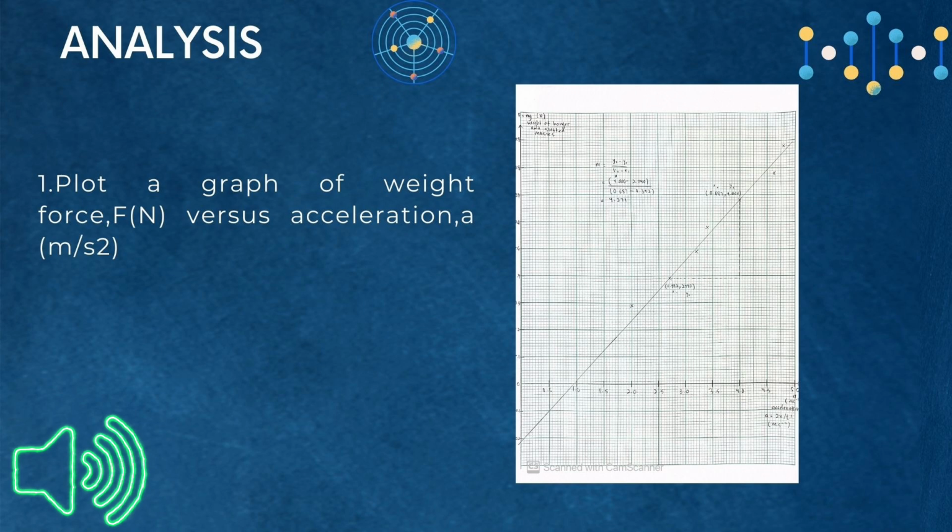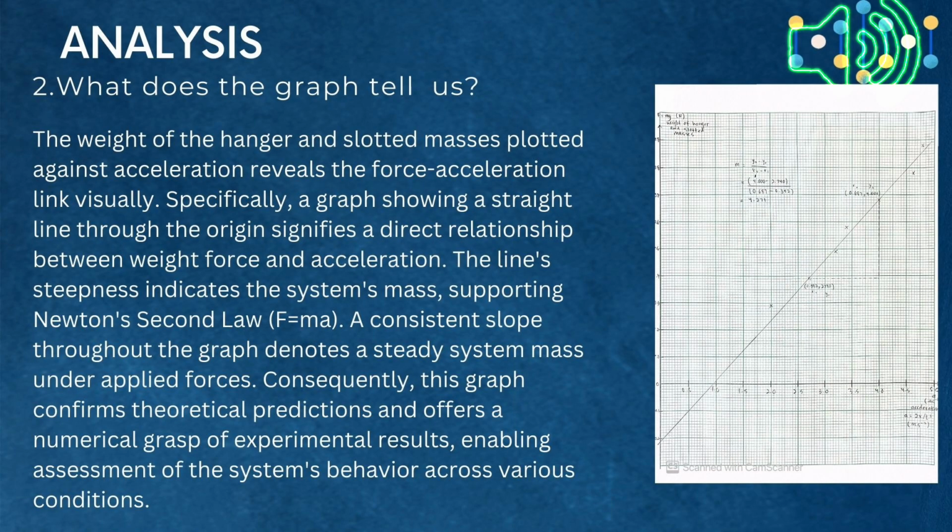The first analysis is to plot a graph of weight force versus acceleration a. You can see the graph right there. We got the gradient of 4.271. The second analysis is, what does the graph tell us? The weight of the hanger and slotted mass plotted against acceleration links the force and acceleration visually.